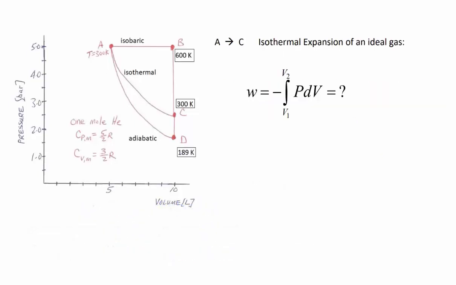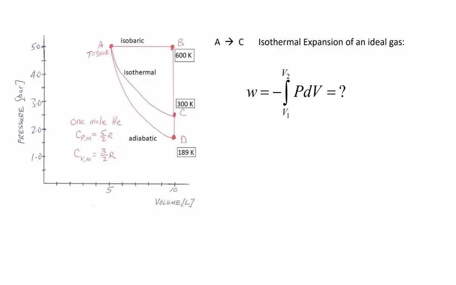Let's focus now on A to C. That's the isothermal expansion at 300 Kelvin. We're going to calculate work and heat, W and Q. Our expression for doing work, at least the expansion type work, is the negative integral of PdV. So see if you can solve this integral.